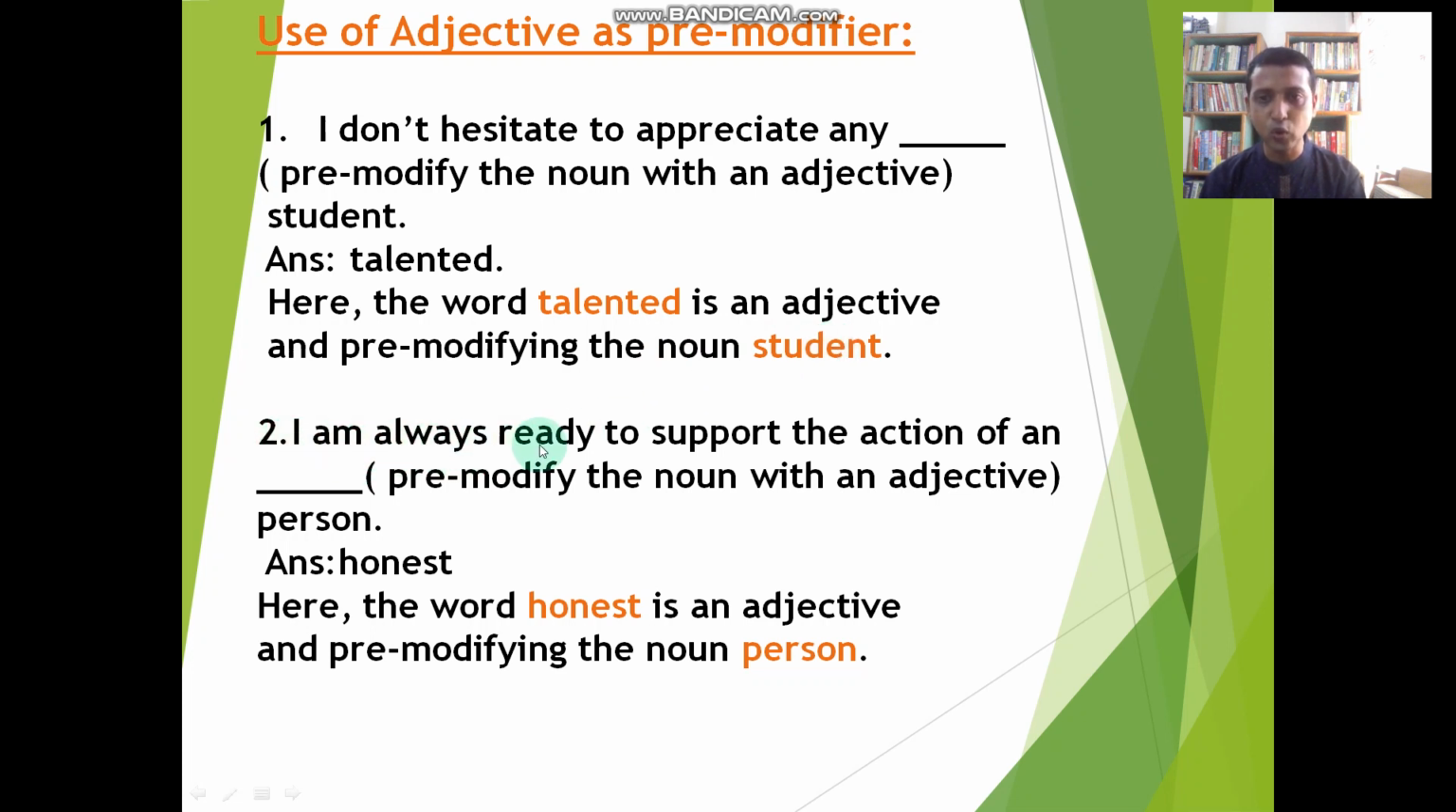Second example, I am always ready to support the action of an dash person. Within brackets, you are getting a clue: pre-modify the noun with an adjective. What would be the answer in the gap? If we take the word honest for that gap, I think the sentence creates a very sensible meaning. That is why honest is the correct answer here. Here, the word honest is an adjective and premodifying the noun person. I think this is very clear to you, students.